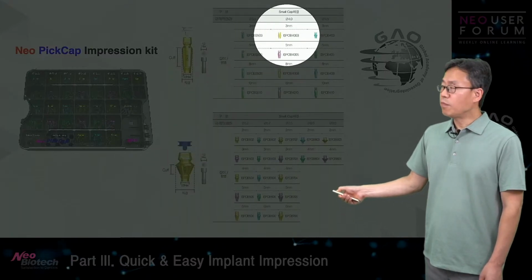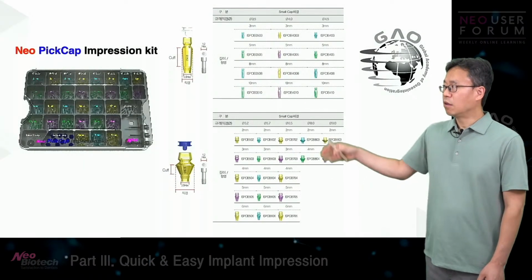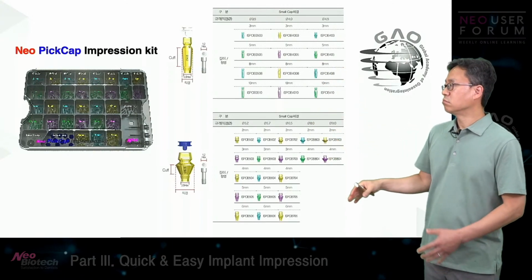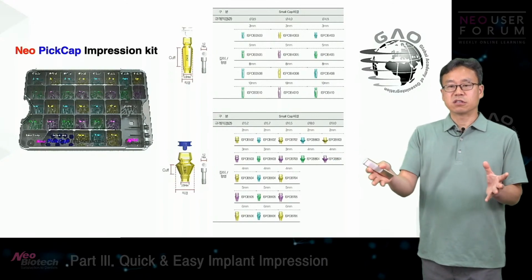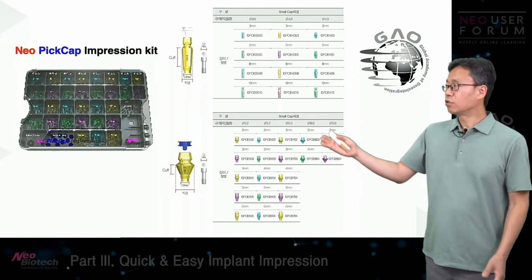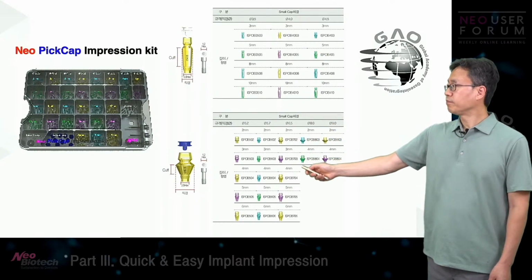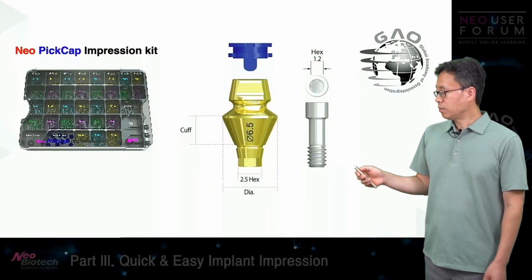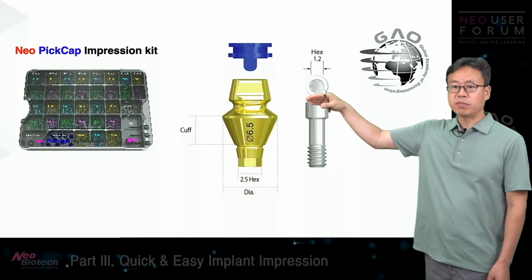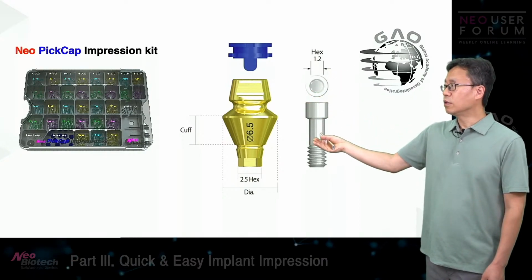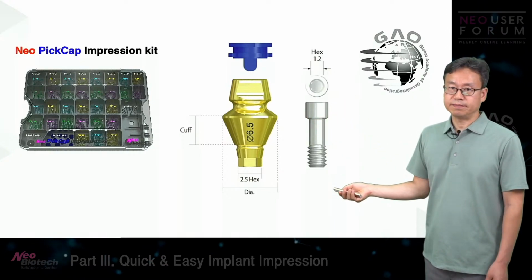With impression bodies, you have a variety: long ones, short ones, slender ones, fat ones, depending on the soft tissue condition. You can select one of these and place the PIC cap, the plastic cap, on top of the impression body. All you need to do is pick up that impression cap with your rubber impression.